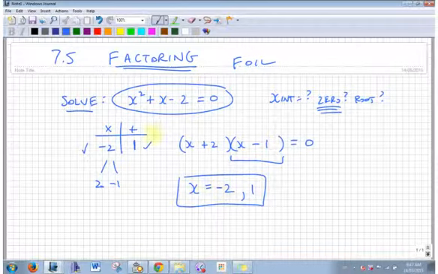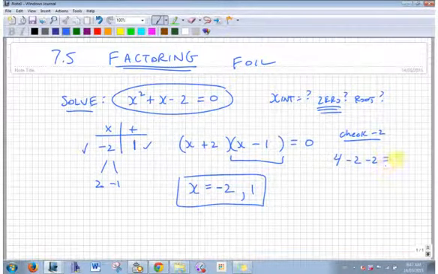So let's check. If x is negative 2, does this thing work? What's negative 2 squared? Negative 2 times negative 2 is 4. Plus, what's negative 2? Negative 2. Minus 2. Does it work? Hey, what do you know? That one works. Let's try 1. What's 1 squared? 1. Plus 1, that's 2. What's 2 take away 2? Hey, what do you know? It works. That's why we want to factor it.